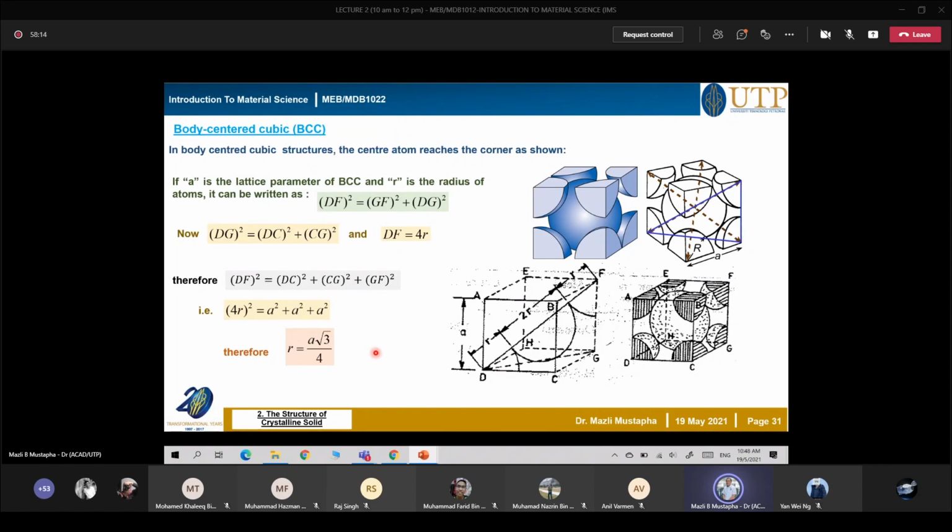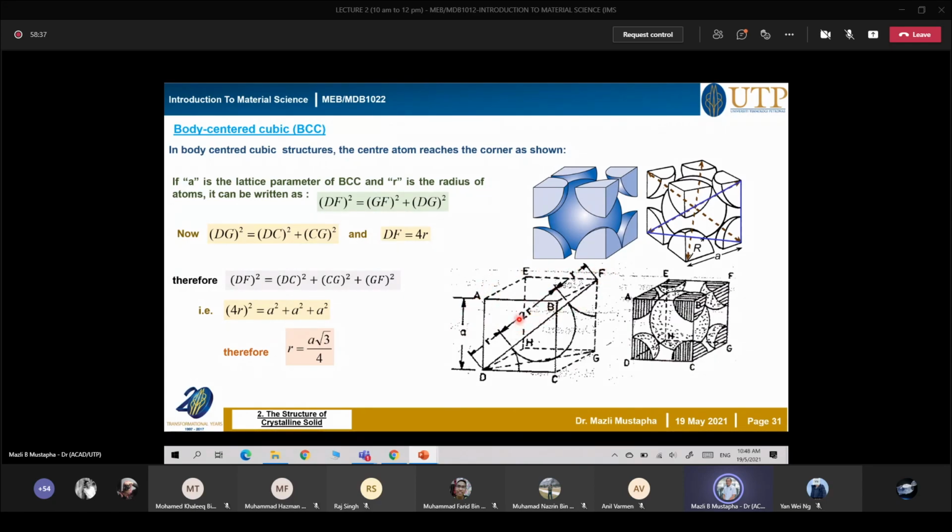Then we move on. Okay, this is the relation. Let's say if I ask you to derive this, I hope that you should be able to derive it using this method.